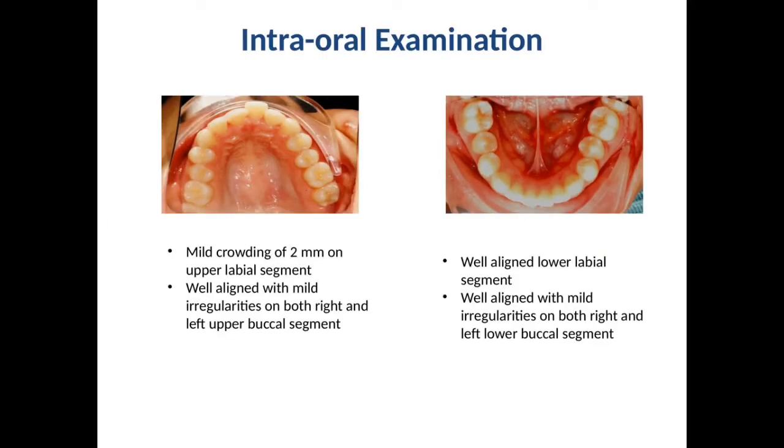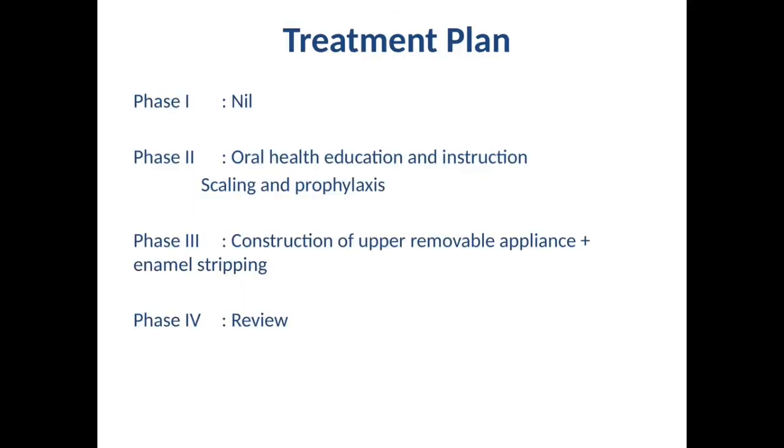For the intraoral examination on the upper arch, there is mild crowding of 2 mm on the upper labial segment, and they are well aligned with mild irregularities on both right and left upper buccal segments. Whereas on the lower arch, there is well aligned lower labial segment and also well aligned with mild irregularities on both right and left lower buccal segments.